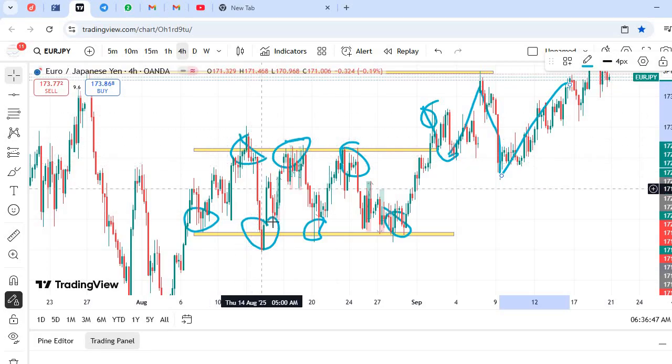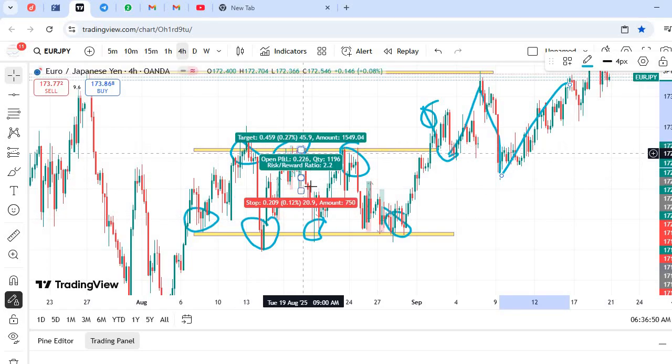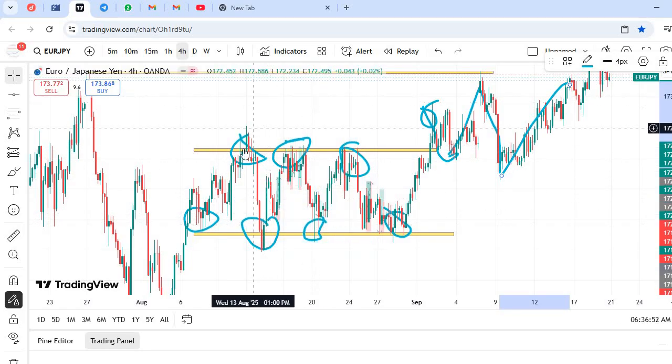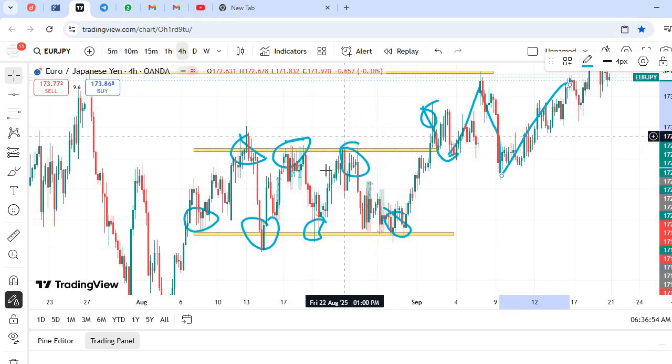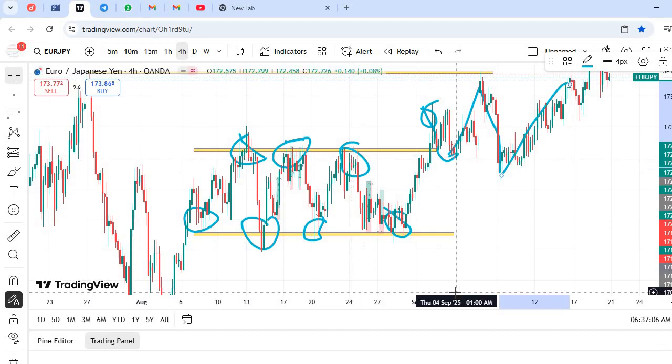Price tested it, came back, bounced back, tested it again, bounced back. Can you see? Then you've drawn your level already, waiting that once price comes back again, you want to sell, and you can see the same thing happen there too. Can you see? You can see the same thing also happen there too.